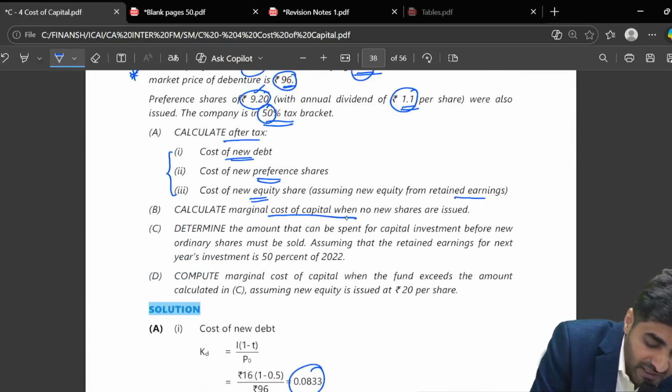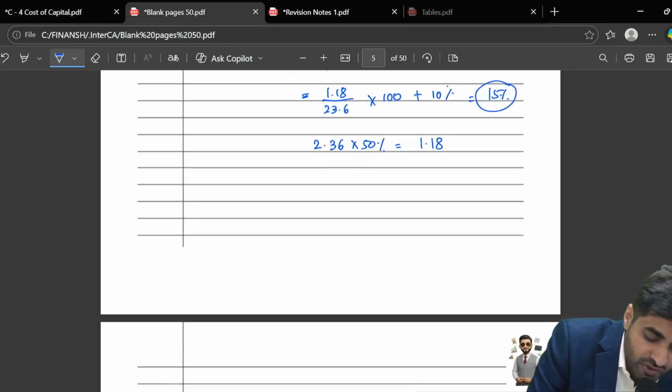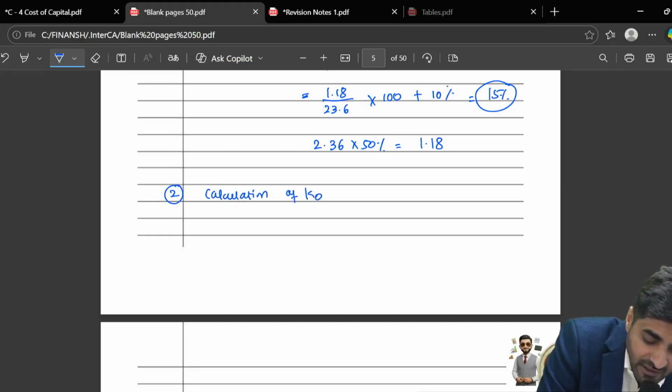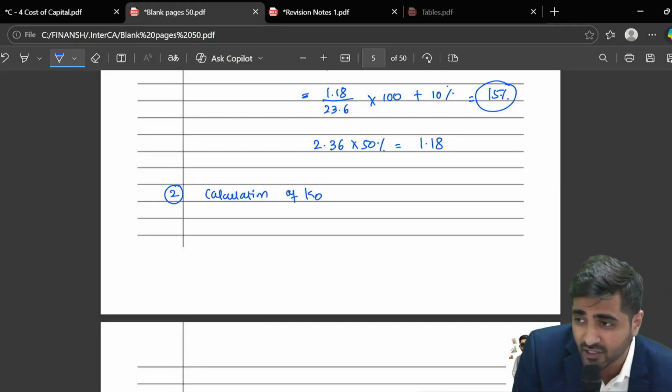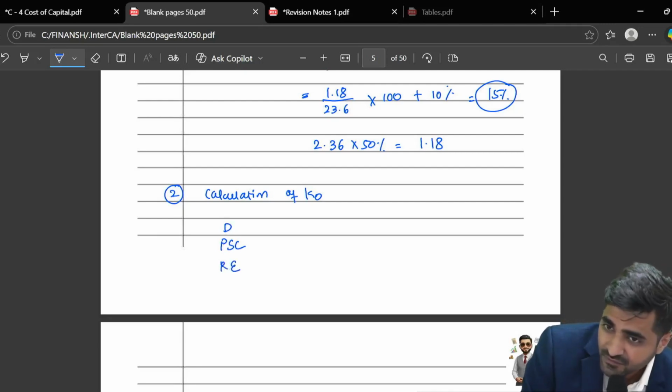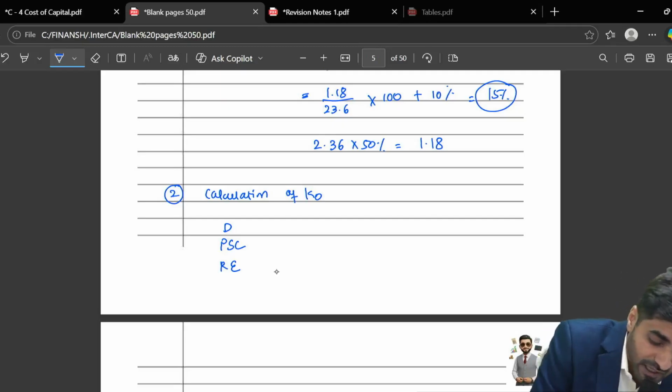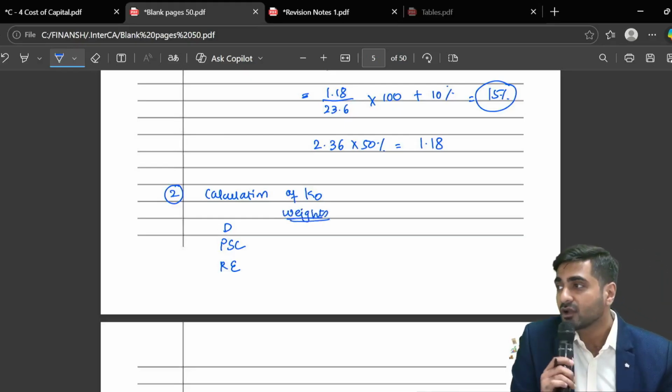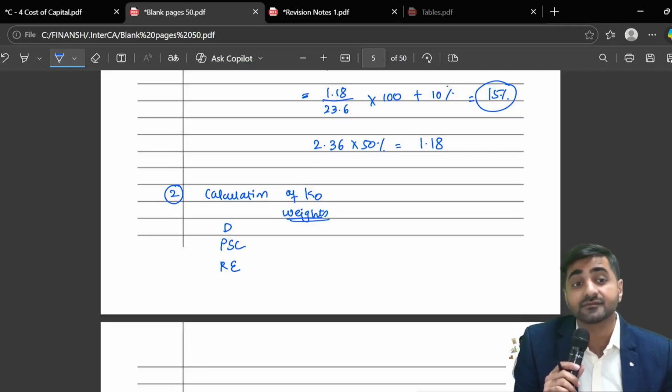Second, calculate marginal cost of capital when no new shares are issued. Now, we don't have any weights, but we are required to calculate your marginal cost of capital, that is nothing but Q. How will we calculate Q, guys? To calculate Q, we'll be having debt, preference shares, and retained earnings, which is reserves and surplus. Right? We can use this. But now in this particular case, what should be your weights?